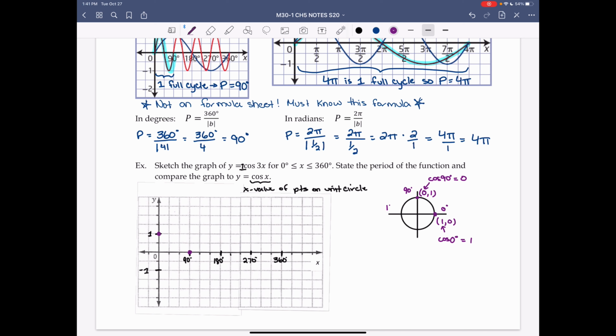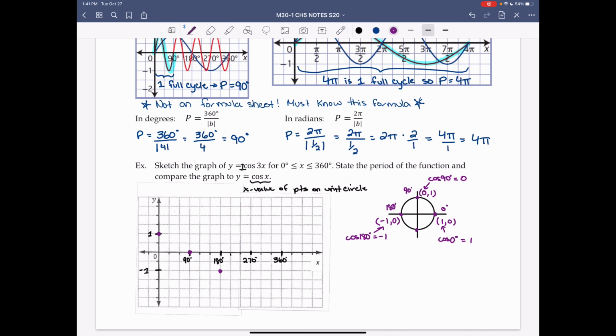Next point is at 180 degrees. We have the point (-1, 0). This tells us that cos of 180 degrees equals -1. On our graph, locate 180 degrees on the x-axis and then locate -1 on the y-axis and plot a point.